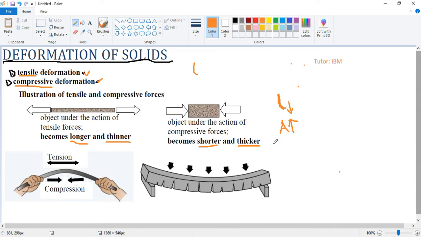You will notice that as you try to bend it, at one point the hands will be moving towards each other, like in this illustration here. So it means the hands will be exerting forces onto the stick towards each other. So one hand is exerting a force in this direction and the other hand is exerting a force in the other direction, meaning that the bottom of the stick is actually under compressive forces.